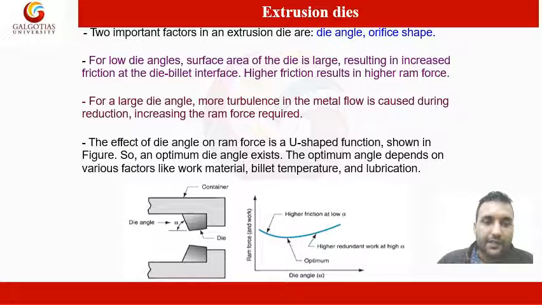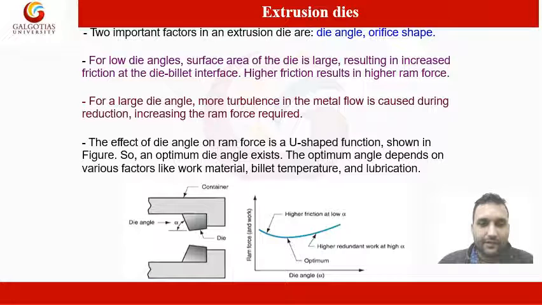Extrusion dies. The two important factors in extrusion dies are die angle and orifice shapes. For a low die angle, the surface area of the die is large, resulting in increased friction at the die-billet interface. That is, higher friction results in higher ram force. For a large die angle, more turbulence in the metal flow is caused during the reduction, increasing the ram force requirement. The effect of die angle on the ram force is a U-shaped function.